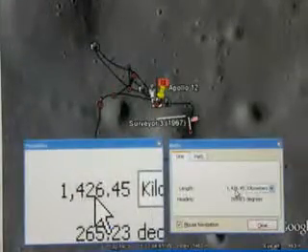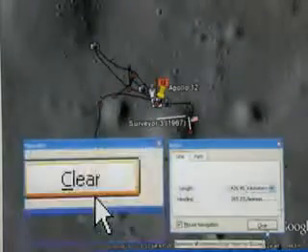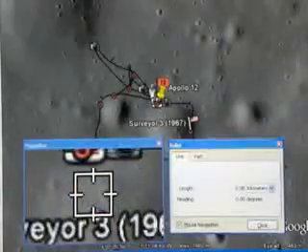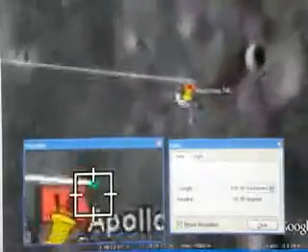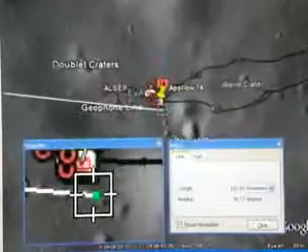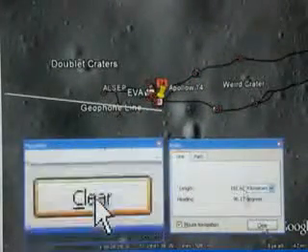The distance to Apollo 12 is 1426.45 kilometres. Now we're going to go to Apollo 14. The distance is 181.62.